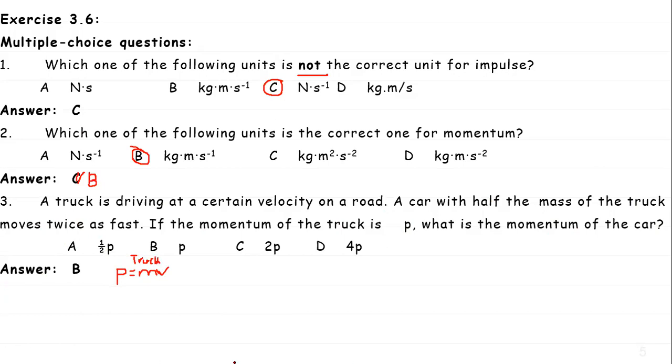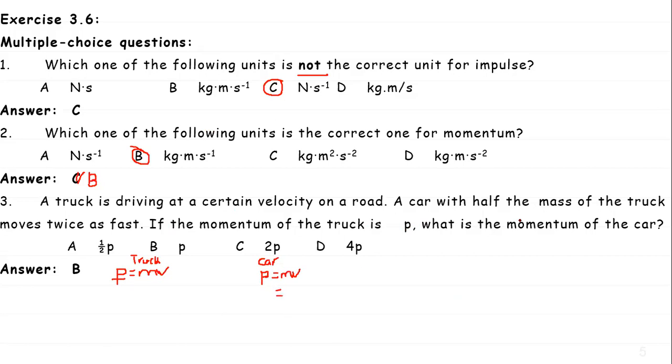Right? If this is the truck, then they are telling us that its momentum, which is the momentum of the truck, is P. And we can take P to actually be equal to mv. Then what is the momentum of the car? To check the momentum of the car, we say car P is going to be equal to mv.